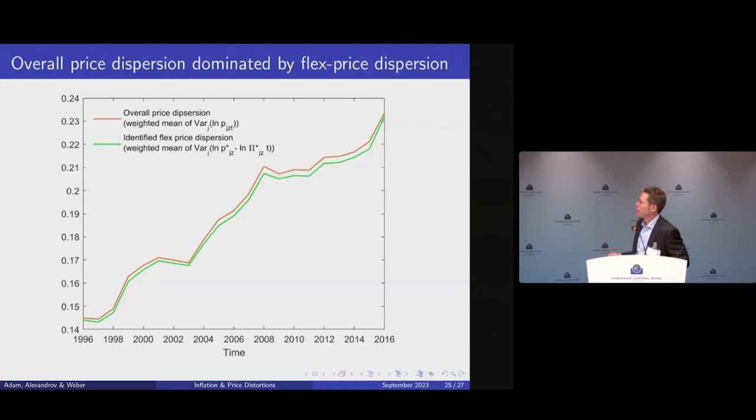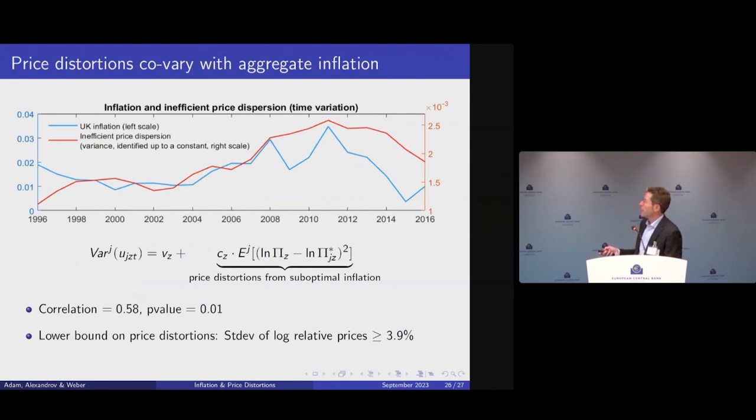I mean, there are lots of reasons for this to occur. And our approach would say that basically all the trend and most of the variation in overall price dispersion is what we would attribute to the identified part of flex price dispersion, okay? So that is not about inflation distorting relative prices. That's something else. Now what's left over, that's the red line here, and we plotted it together with the actual inflation rate in the UK. And you see that these two time series co-move quite strongly. That is because of price distortions that result from suboptimal inflation, because of the last term that we could identify, because we could identify this marginal effect.